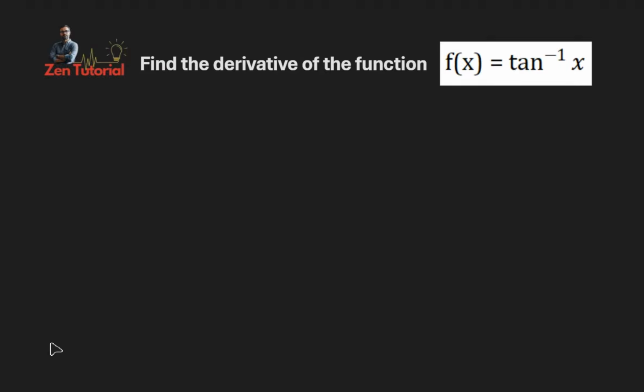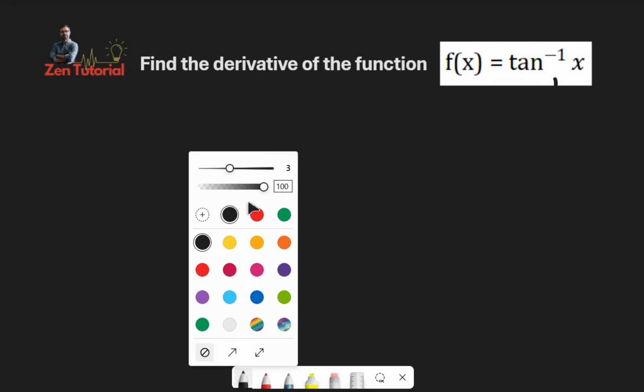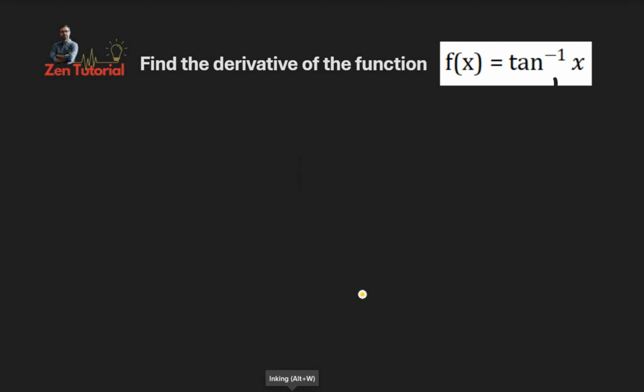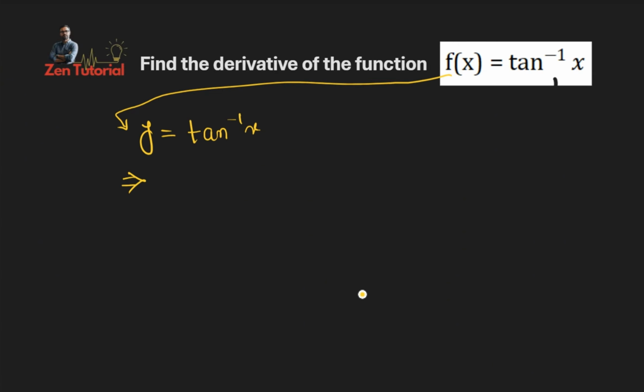Welcome to today's class. Today we are going to learn mostly about the derivation of the inverse function. The function f(x) is equal to tan inverse x. To solve this problem, let's consider, instead of f(x), y is equal to tan inverse x. Now we could write down x is equal to tan of y.